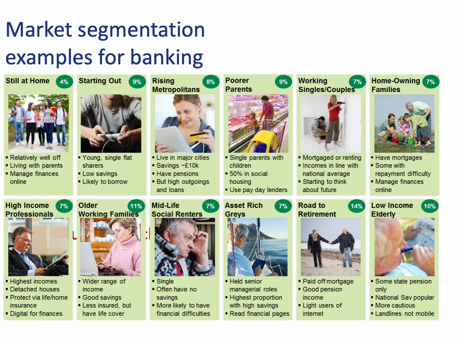So here we look at the categories identified: still at home, starting out, rising metropolitans, poorer parents, working single couples, down to low income elderly. So again, you can see that a combination of different segmentation variables is being used. A lot of them come from the demographics category, where you look at wealth, age, life cycle, and so forth. But this is really just to illustrate how seriously companies are taking this, hiring other companies to provide professional services in terms of segmentation. And then they would design particular targeting programs to address those customers.